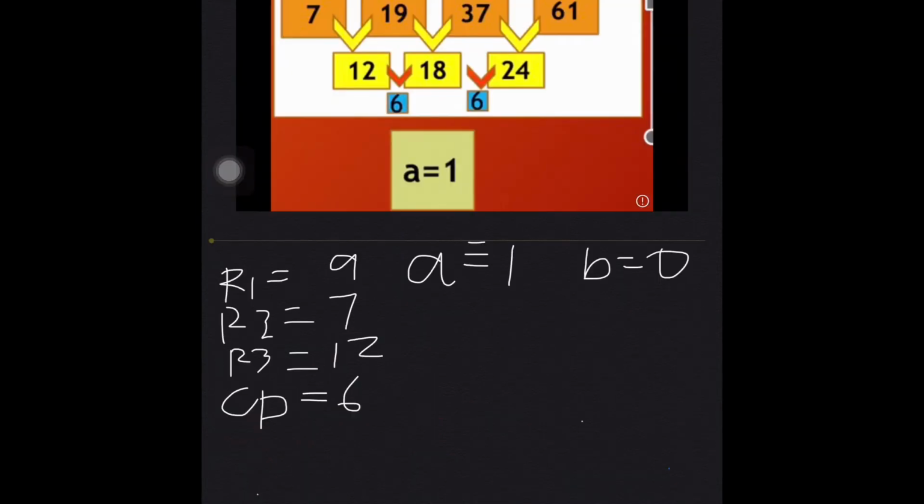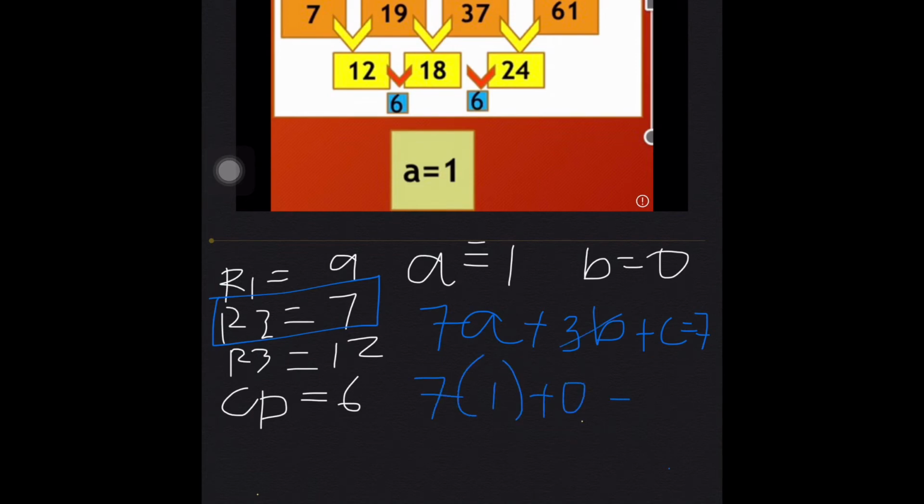To find the value of c, use the formula 7a plus 3b plus c is equal to the first term in row 2. That is equal to 7. Since a is equal to 1 and b is equal to 0, so that is 7 times 1 plus 0 plus c is equal to 7. 7 minus 7, that is 0. Therefore, c is also 0.